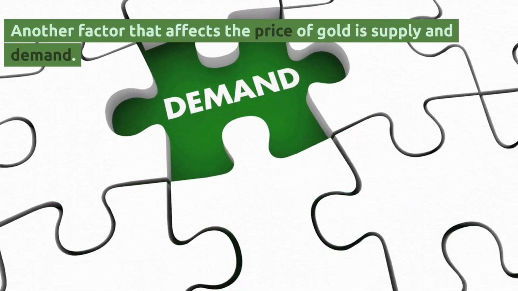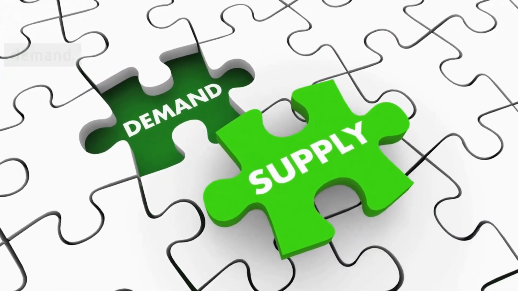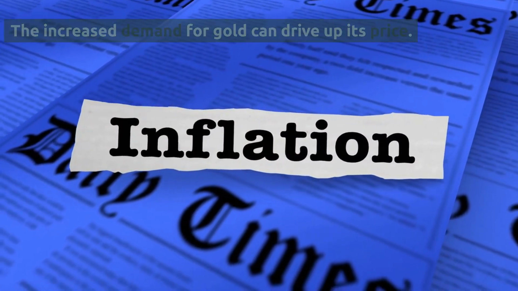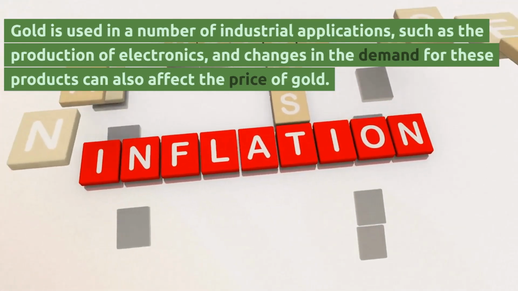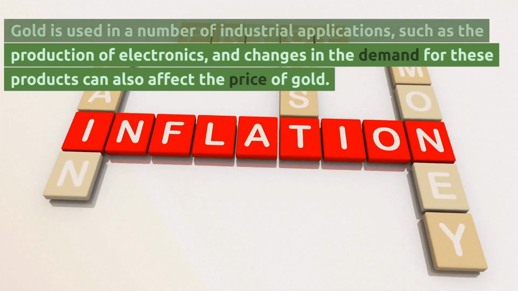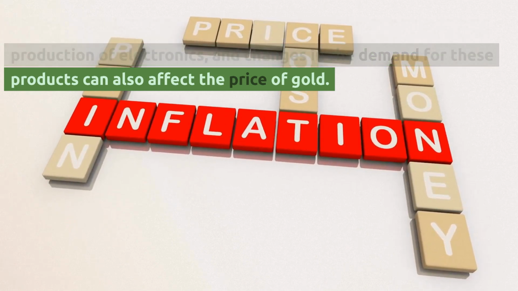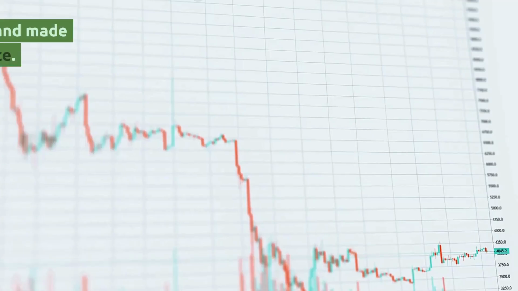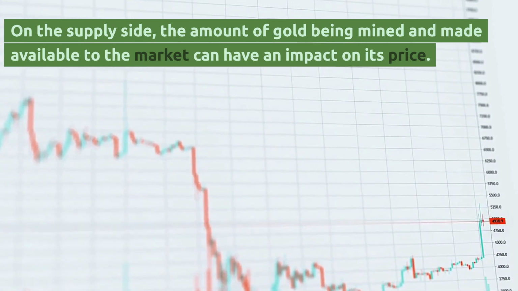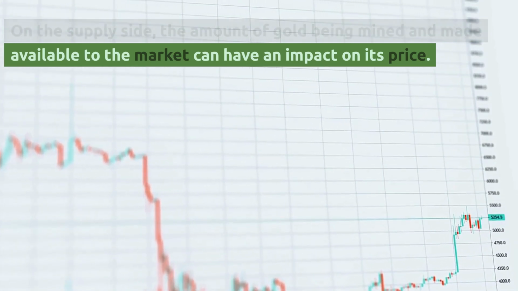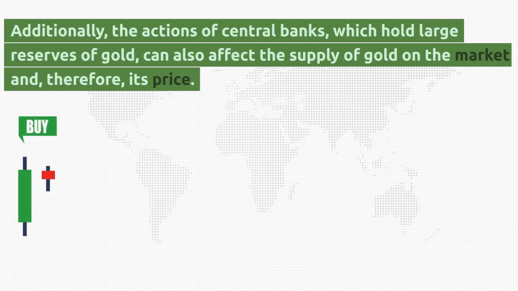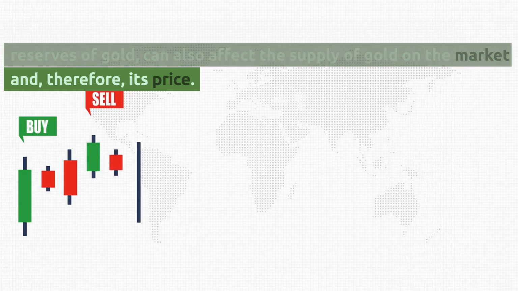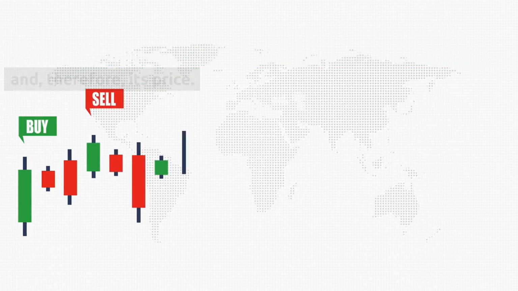Another factor that affects the price of gold is supply and demand. The increased demand for gold can drive up its price. Gold is used in a number of industrial applications, such as the production of electronics, and changes in the demand for these products can also affect the price of gold. On the supply side, the amount of gold being mined and made available to the market can have an impact on its price. Additionally, the actions of central banks, which hold large reserves of gold, can also affect the supply of gold on the market, and therefore, its price.